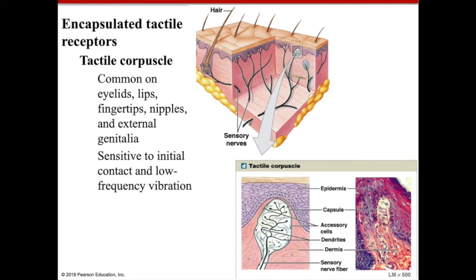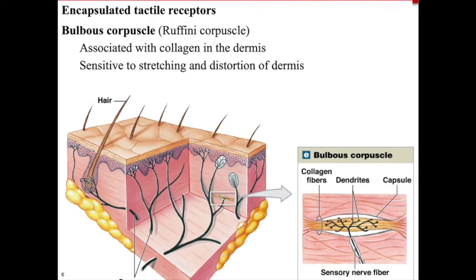Going a little bit deeper in the skin, we find the bulbous corpuscle. The bulbous corpuscle is also named after the anatomist, and is called Ruffini corpuscle. This is deeper, and it's going to be associated with a distortion and stretching of the dermis. So we are going deeper. So again, this would be for a deeper distortion.